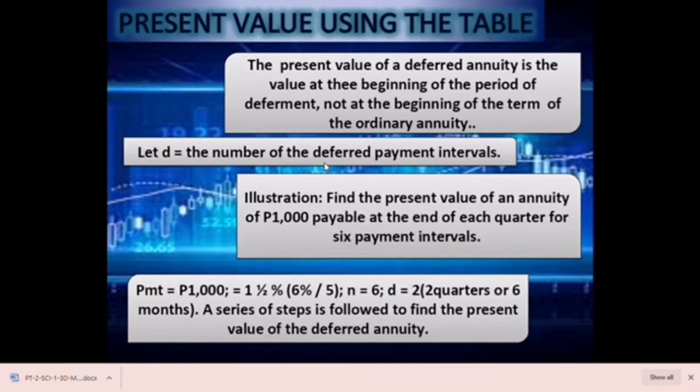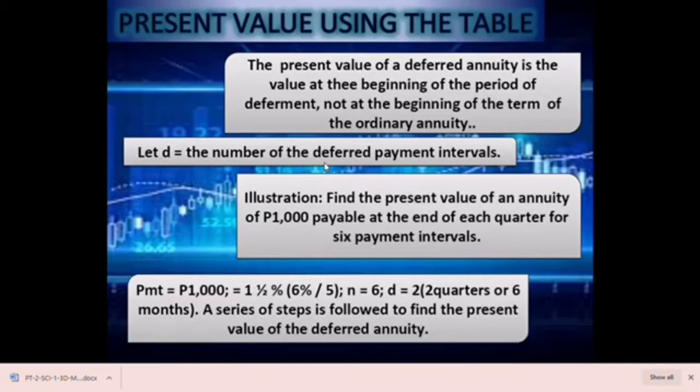Find the present value of an annuity of 1,000 payable at the end of each quarter for 6 payment intervals. PMT is also known as the payment of an annuity, so the payment is 1,000. Sorry for the typo. The interest per interval is 1.5%, which we get by dividing 6% by 4. So 6% divided by 4 is 1.5, which can also be written as 1.5%. N is equal to 6 because there are 6 payment intervals. D is equal to 2 quarters, or 6 months.